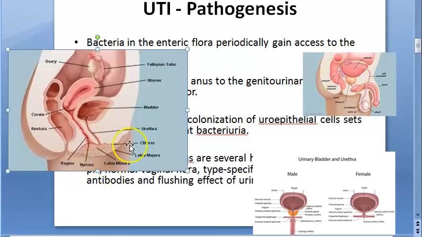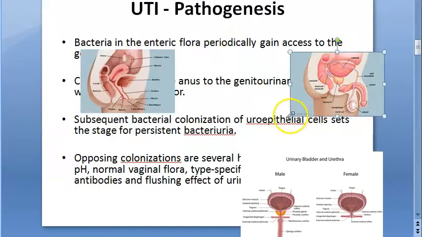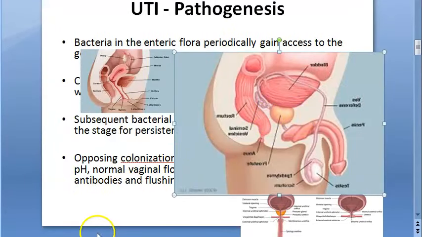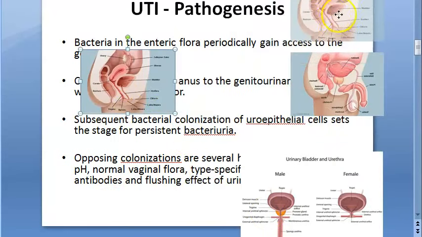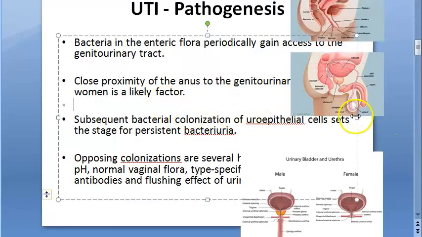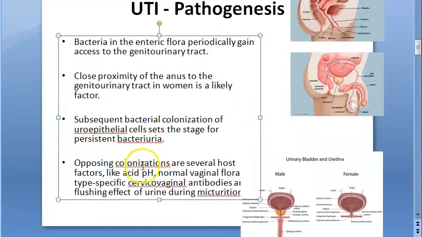So let us look at it in male. In male, where is it? The anus is here and the genitourinary opening is here. So in males it is far apart. So then what happens? Now the bacteria from the enteric flora has entered the genitourinary tract. Subsequent bacterial colonization of uroepithelial cells.